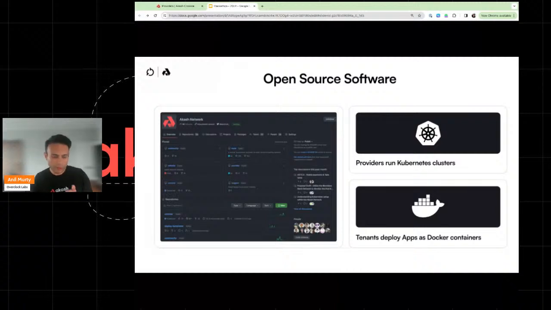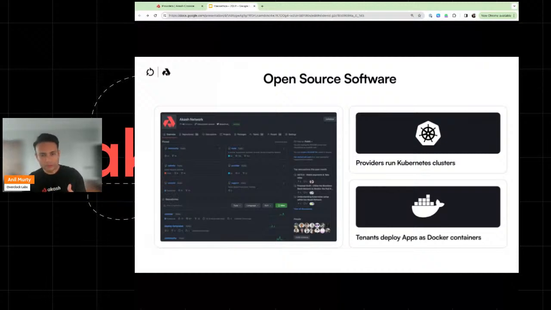So on the left here, you can go to github/akash-network, and you'll see that literally everything that makes Akash run today, whether it's the core protocol, the nodes, the validator code, the provider software, the CLI, the console, all of that software is open source. So literally anybody can contribute potentially to this code base.